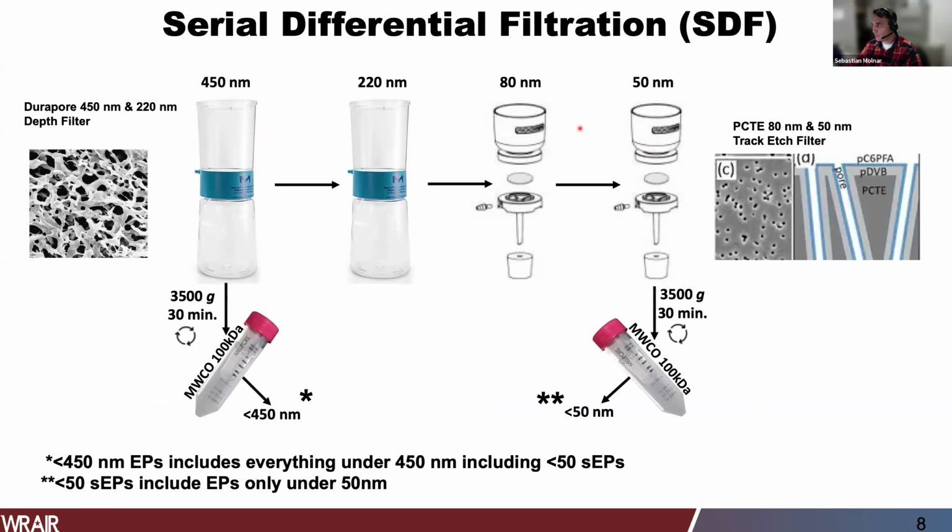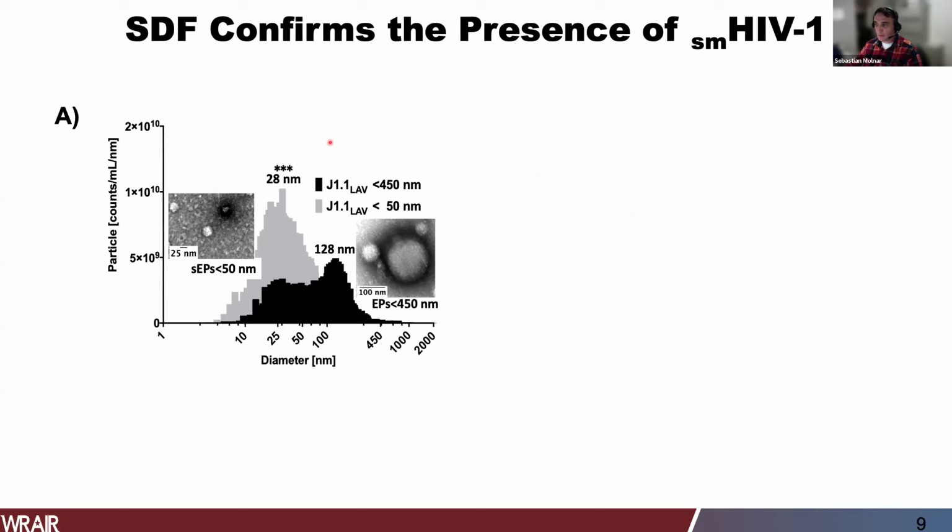Another orthogonal method to isolate the small virus was serodifferential filtration, where we did 2 depth filtration steps followed by 2 track-etch filtration steps, and we kept the supernatants and concentrated them. First, as we did before, we sized them by NTA and also by TEM, where the results indicated that in the less than 50 nanometer filtration step, we had a peak size of 28 nanometers. In the less than 450, we had a peak size of 128 nanometers, and it had a broad shoulder to the left, indicating that we also have smaller particles in the filtrate of less than 450, as we can see in this transmission electron micrograph.